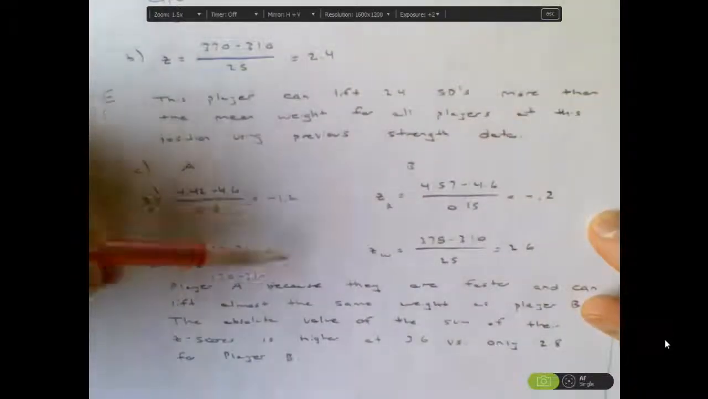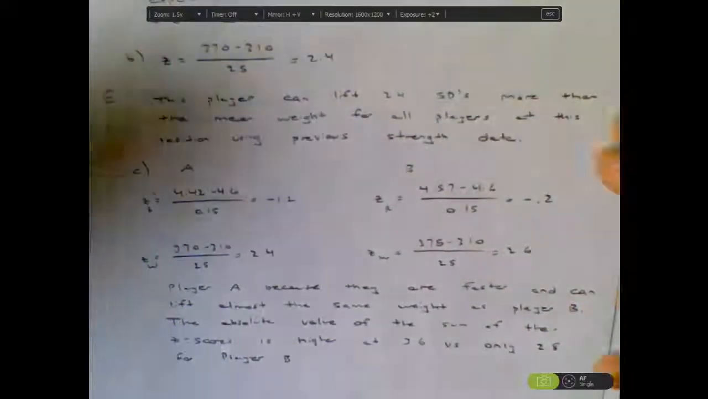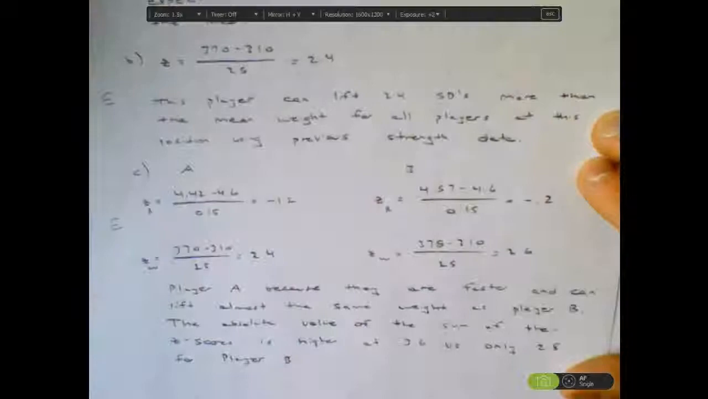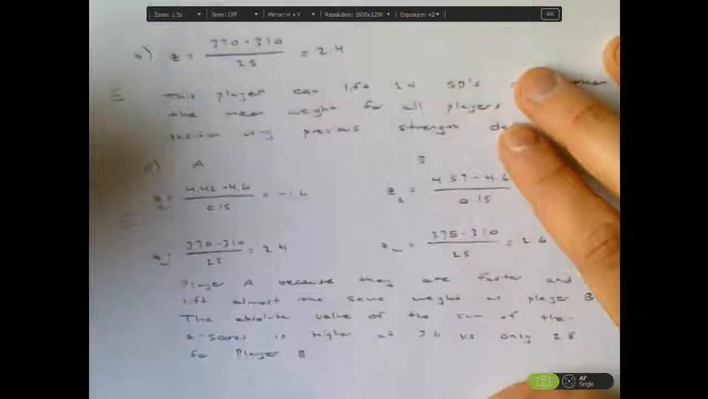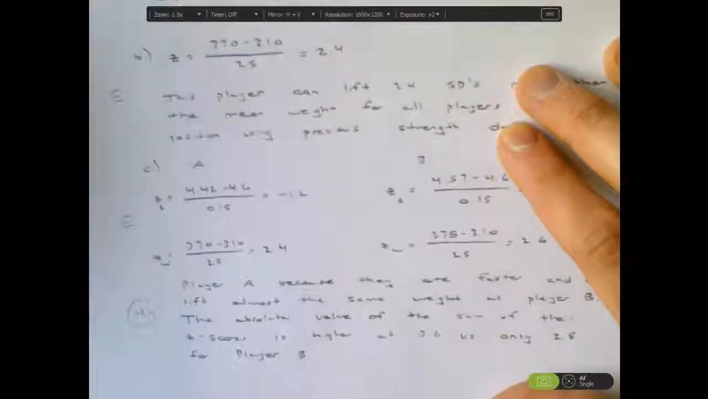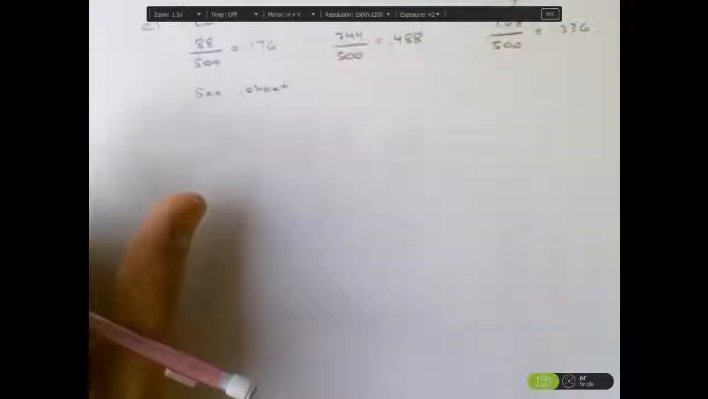I also talk about the absolute value here of the sum of those. That would be 3.6. This would be 2.8. So this would be essentially correct. So looking at the scoring rubric, all 3 parts are essentially correct. This I would have earned a 4 on question number 1. Okay, take a look at question number 2.